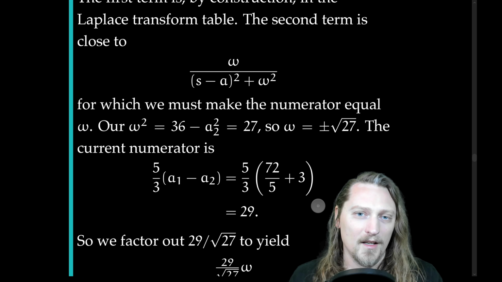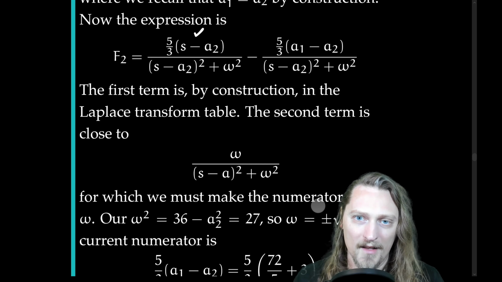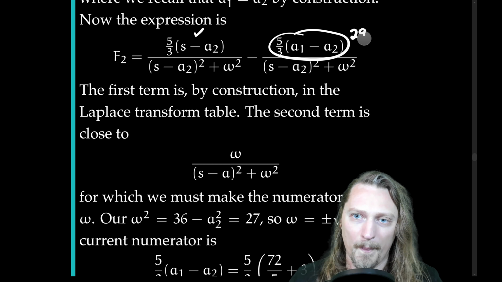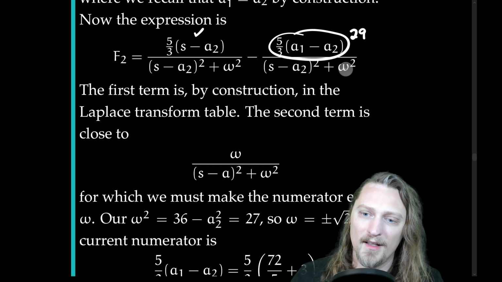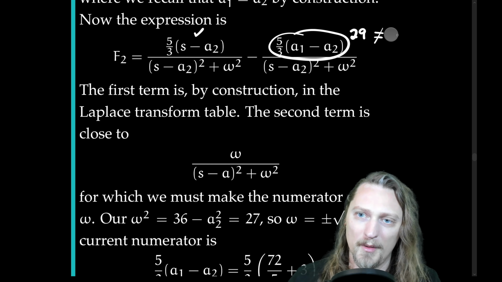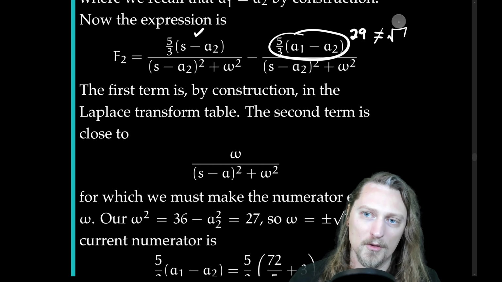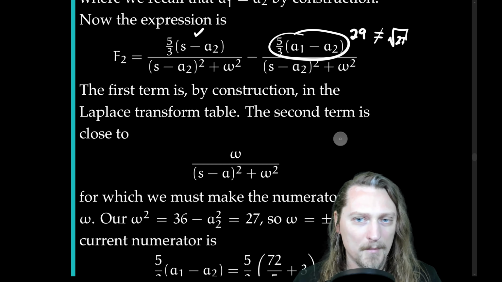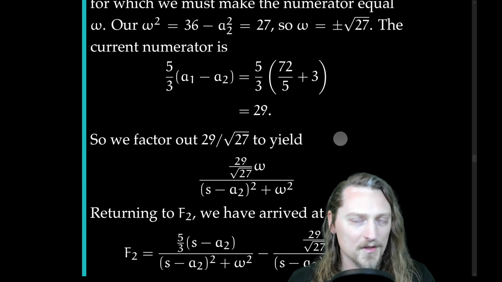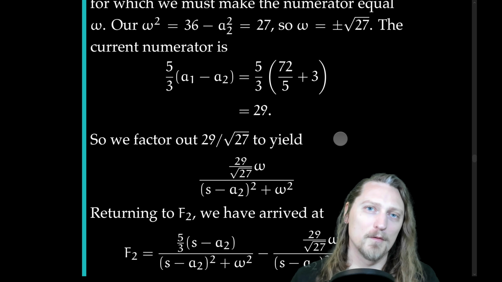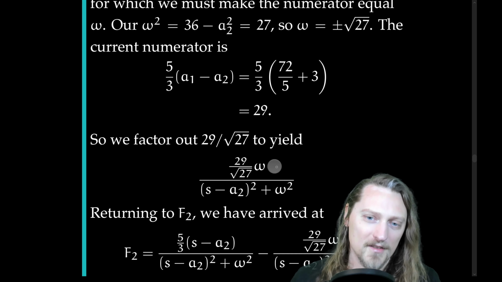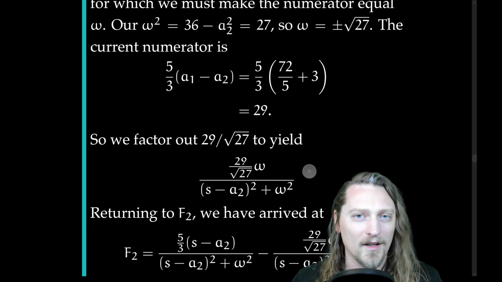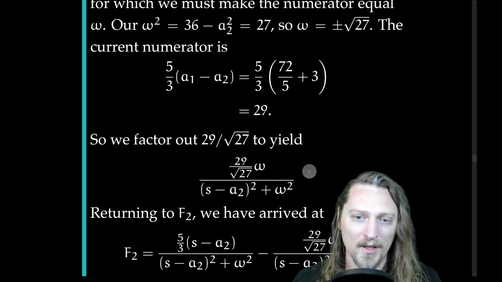So we have a term in our numerator that's 29. So this right here is 29, but we need it to equal, so it's not equal to, we need it to equal either plus or minus the square root of 27. And so we need to make that happen. Of course, one way to do that is simply force it to be that by factoring out 29 over the square root of 27. That makes omega square root of 27. And we have this form just as we constructed it to be.